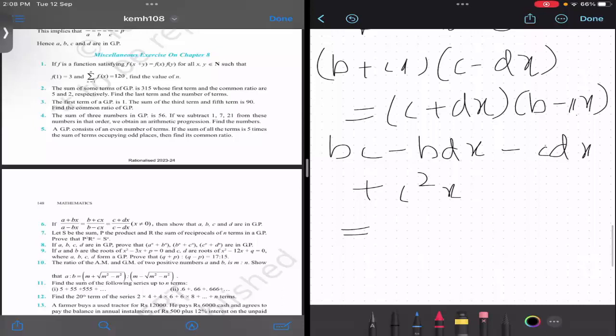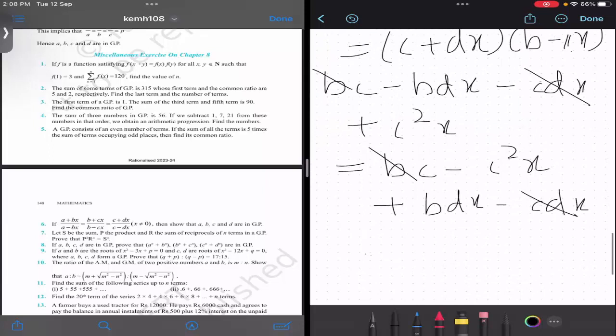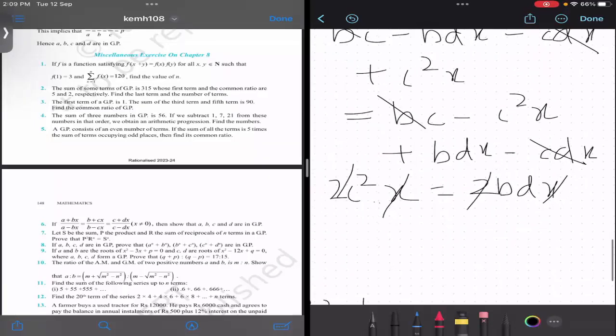On the RHS, you would have BC minus C square x plus BDX minus CDX. Minus CDX gets cancelled. BC gets cancelled. You would then have 2 times C square x equals 2 times BDX. x and x get cancelled. 2 and 2 get cancelled. Re-expressing this as C upon B equals D upon C.